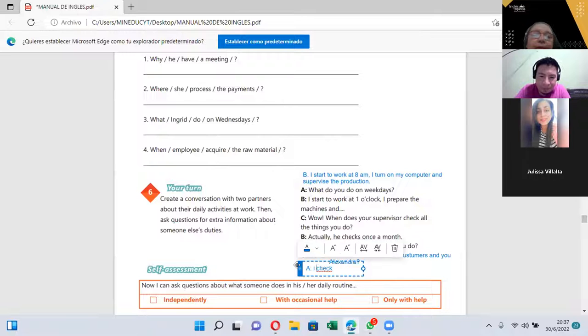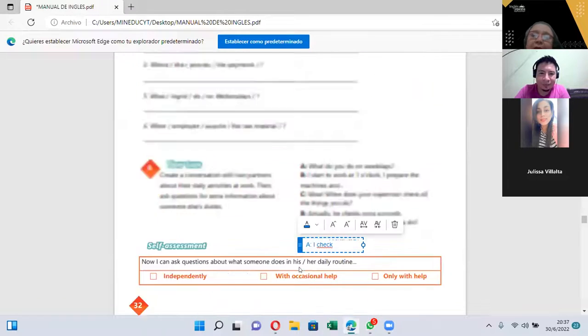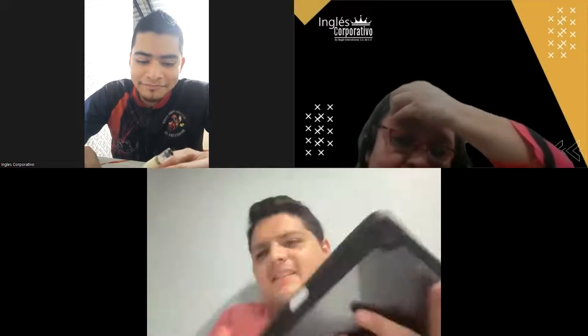Vale, déjame eso. Finished. Okay. What happened to you? I asked finish and she vanished. She disappeared. Okay, would you? I need someone to read the full conversation. Necesito que alguien lea la conversación completa porque ya la practicaron, ¿verdad? Okay. Yes. So, it's an easy conversation. La lea completa porque no está Julissa y ustedes son tres.